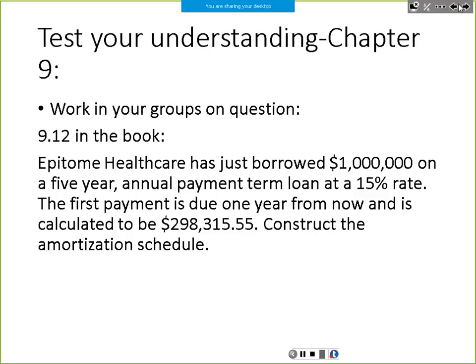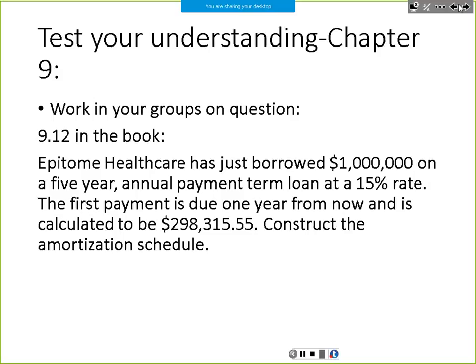Okay, so how would you start calculating this out? With 298,315.55? But we know that's our payment. Oh, we have to figure out the interest. The interest rate is 15%. So it's the beginning balance, 1 million, times 15%.